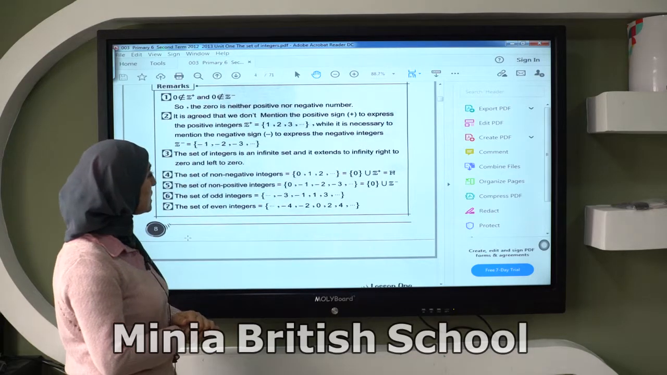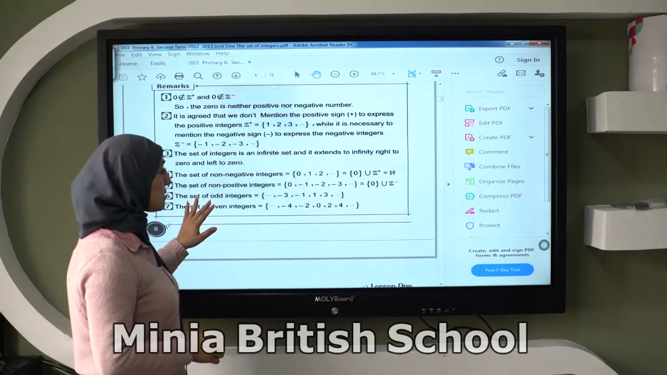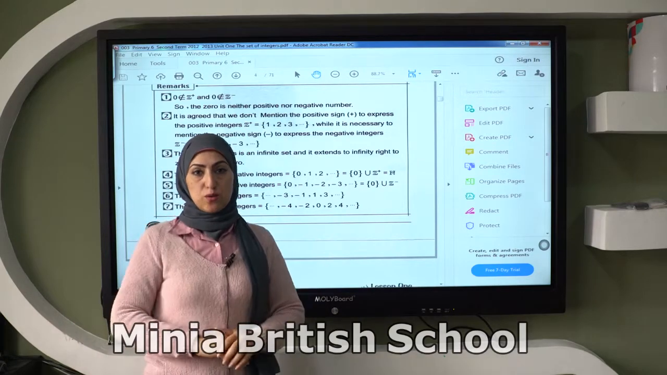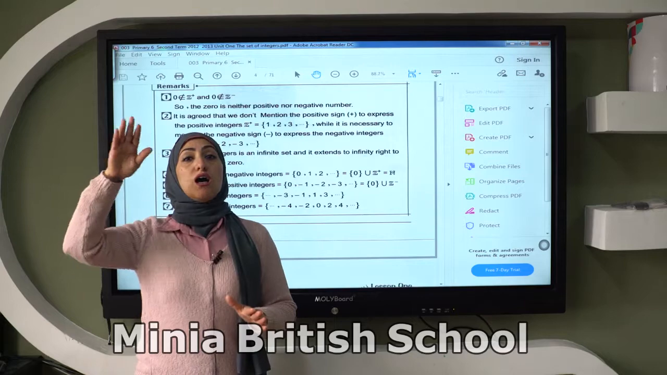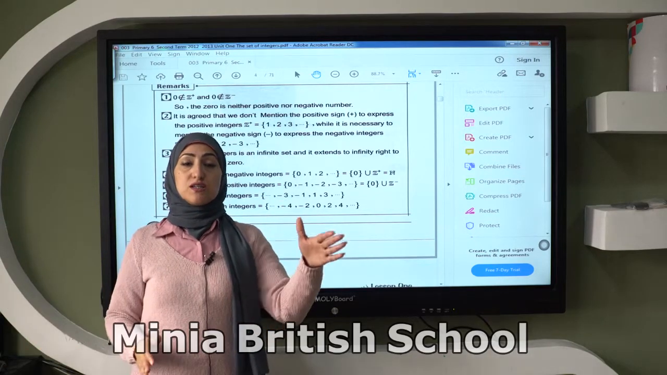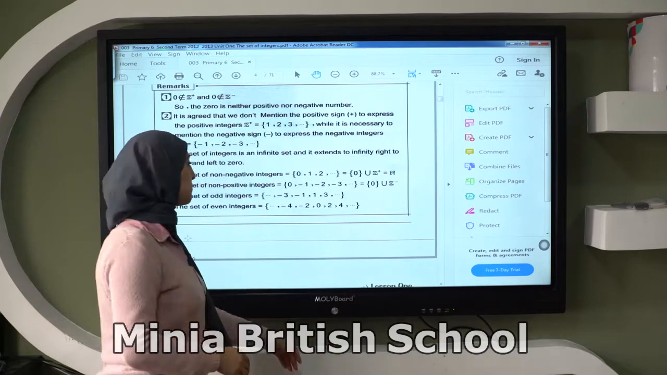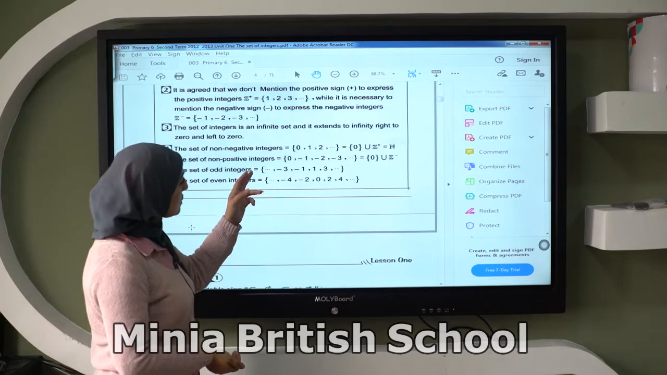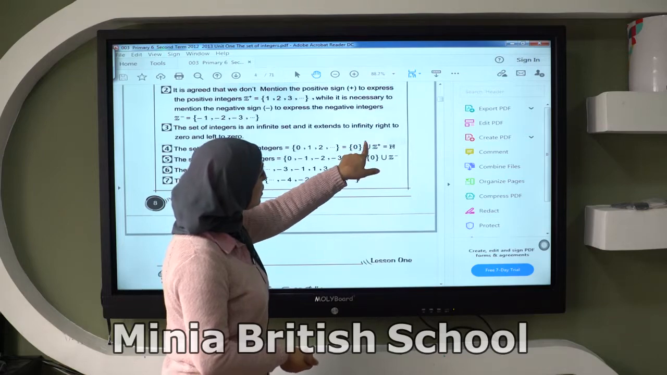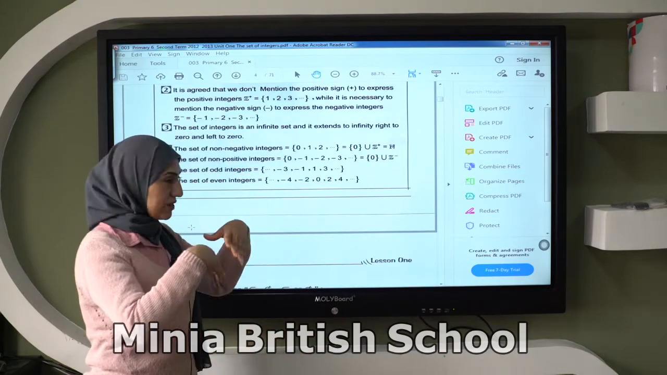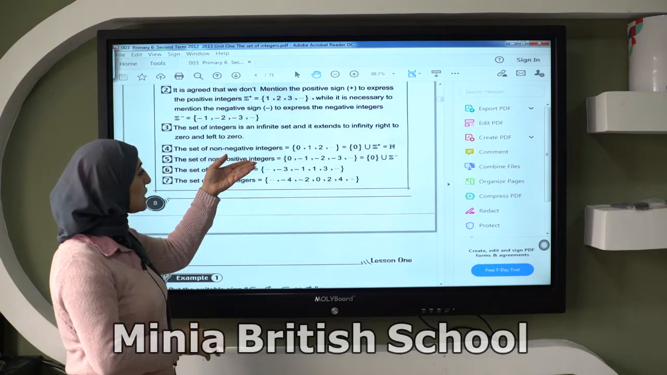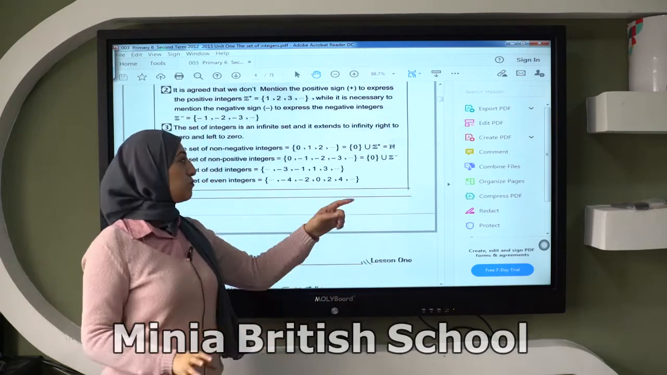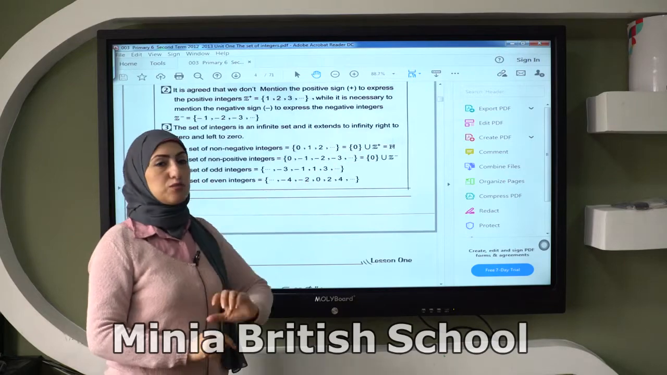The set of integers is an infinite set, and it extends to infinity right of 0 and infinity left of 0, okay? That means the positive integers are infinite and the negative integers are infinite. The set of non-negative integers, 0, 1, 2 and so on, equals 0 union the positive integers. That means it's the natural numbers. The set of non-negative integers means all the integers except the negative ones, that means 0 union the positive integers.